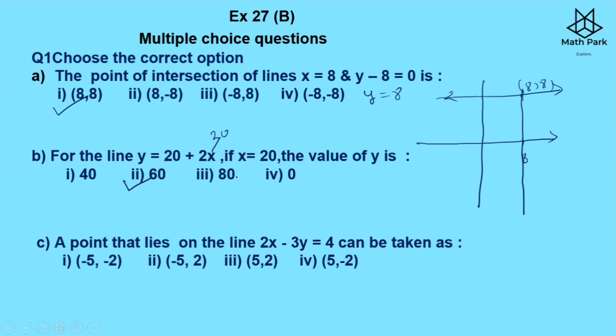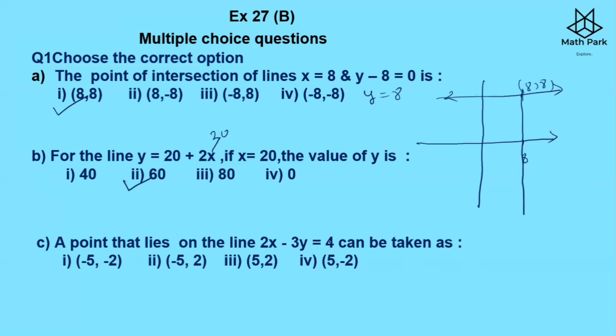Question number 3. The point that lies on the line 2x minus 3y is equal to 4 can be taken as. So 2x minus 3y is equal to 4 can be taken. You can try putting the values of x and y in the given options. And you can see when it is satisfied, that is going to be the correct option.